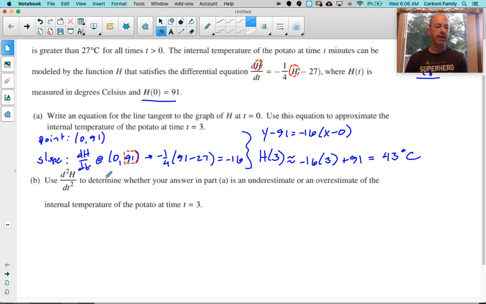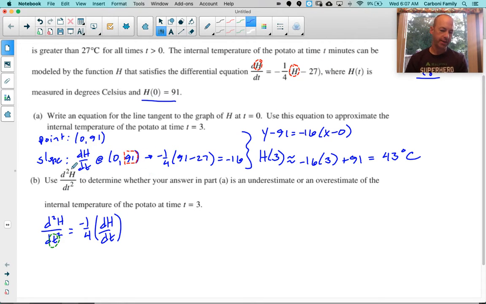Part B asks you to use the second derivative to determine if this is an under or an overestimate. So first, let's get the second derivative. And again, you have to be careful because the first derivative is a function of h, not t. And because we are differentiating with respect to t, that means I have to give the h the implicit treatment. So the negative 1/4 in front, I would just leave that alone. I'm going to just let it come along for the ride. The derivative of h would be 1. However, we have to multiply by dh/dt. And 27 would obviously zero out.